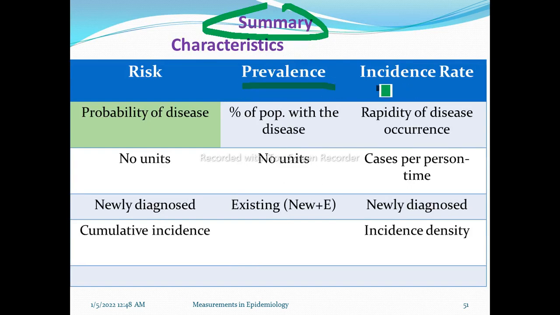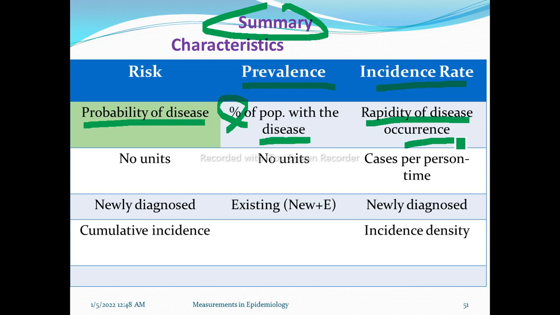compare prevalence and incidence rate. Based on probability of disease, the percent of population with the disease, in the case of prevalence, is the percent of population with disease. That means the number of new and existing cases over the population at risk. So the percent of population with disease is prevalence. But in the case of incidence rate, the rapidity of disease occurrence, the rate of disease occurrence will be measured.